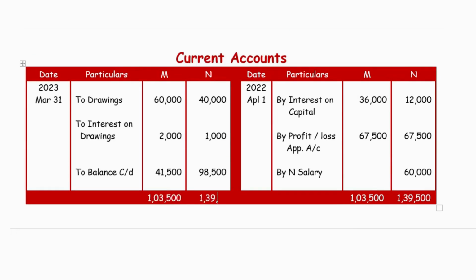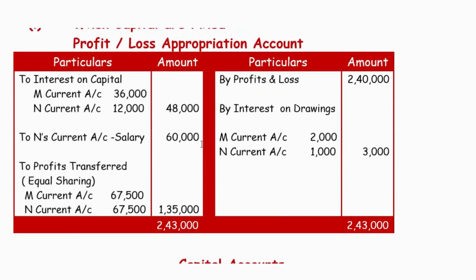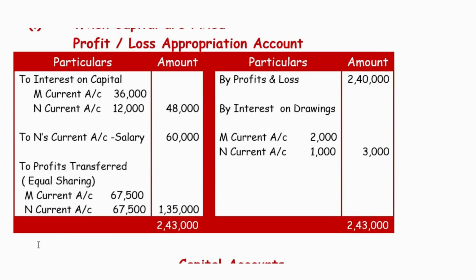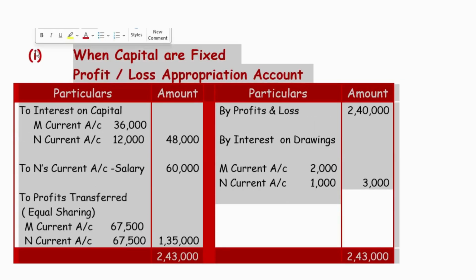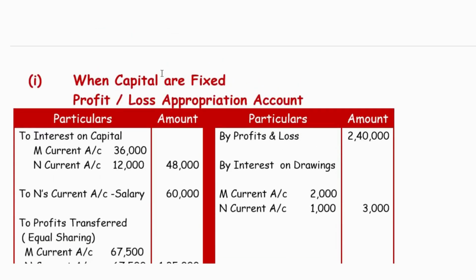1,03,500 and 1,39,500 current account. Now we have completed the calculation for the profit or loss account, capital account, and current account through fixed capital. Now we will proceed to prepare the same when the capitals are based on the fluctuating method. For the purpose of time saving, I copy down the same of what we did in the fixed. Now we will make it for fluctuating.